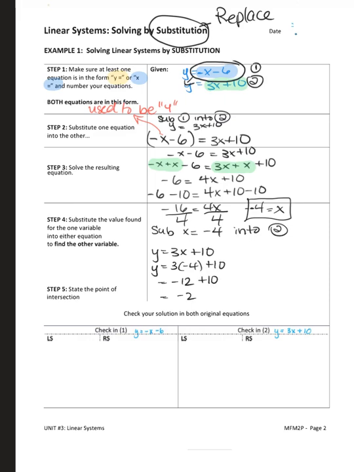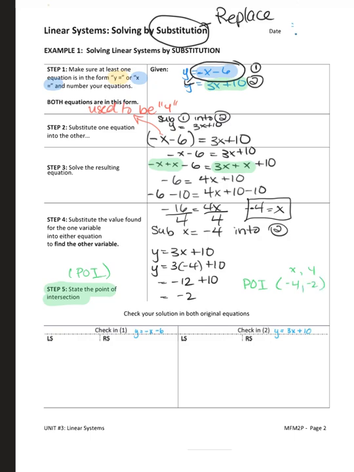So what this means here is that you're always going to get a solution as a point of intersection. So I'm going to get this solution. It's going to be a point of intersection. So I need to write it as a point of intersection. So my point of intersection, or my POI, is going to be my x first, then my y, just like the alphabet. So it's going to be negative 4, negative 2.